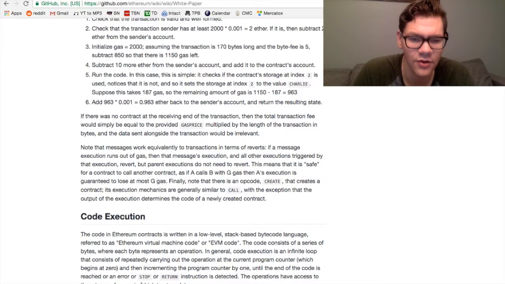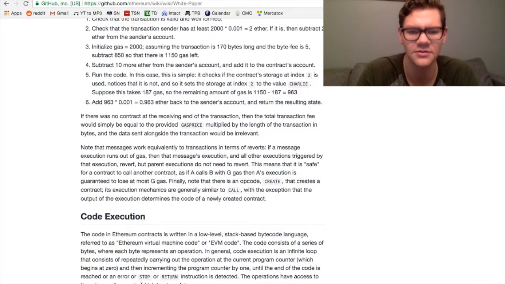Finally, note that there is an opcode, create, that creates a contract. Its execution mechanics are generally similar to call, with the exception that the output of the execution determines the code of a newly created contract.